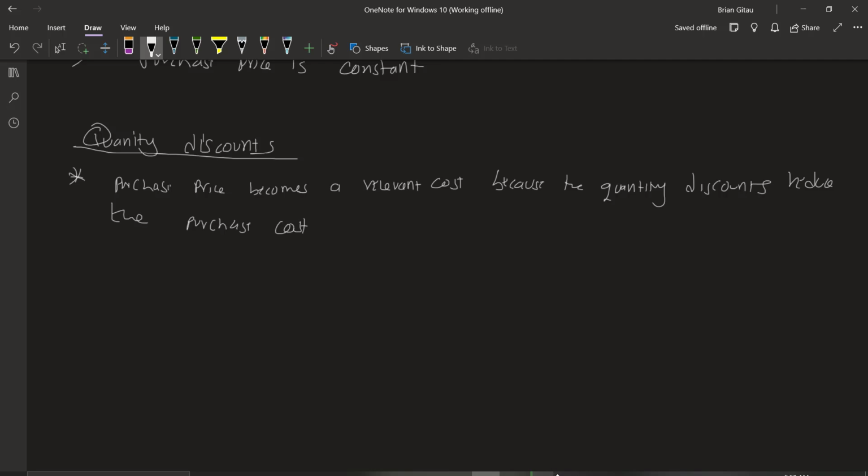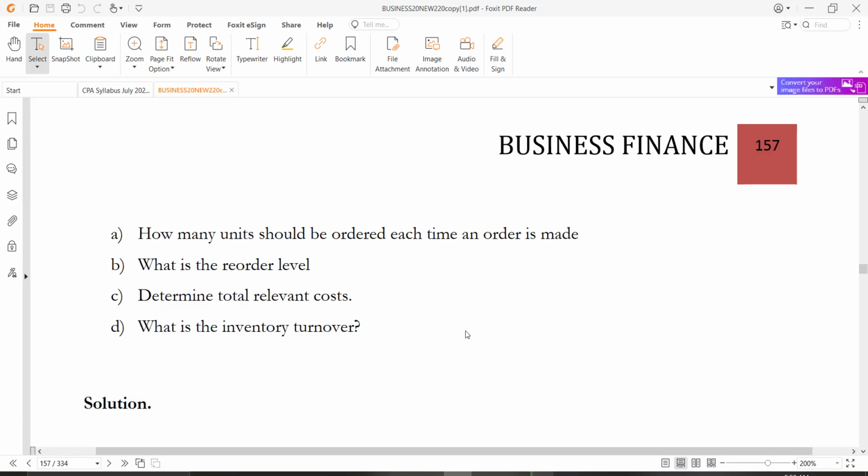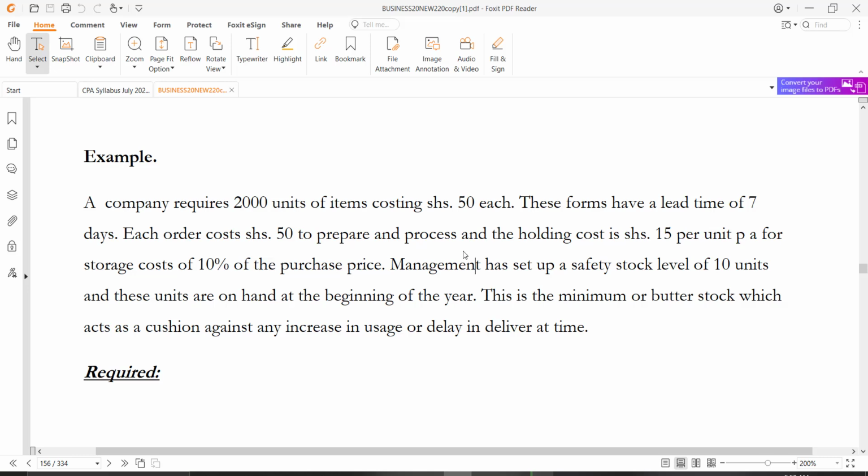Now I want us to use our previous example. The same example, but now let's assume a 5% discount is given if 200 or more units are ordered. And we saw that the EOQ, the economic order quantity, was 100. Now let's figure out what our relevant cost will be if 200 or more units are ordered, and from there we decide whether we are going to take the discount or leave it. So let's go ahead and work that out.